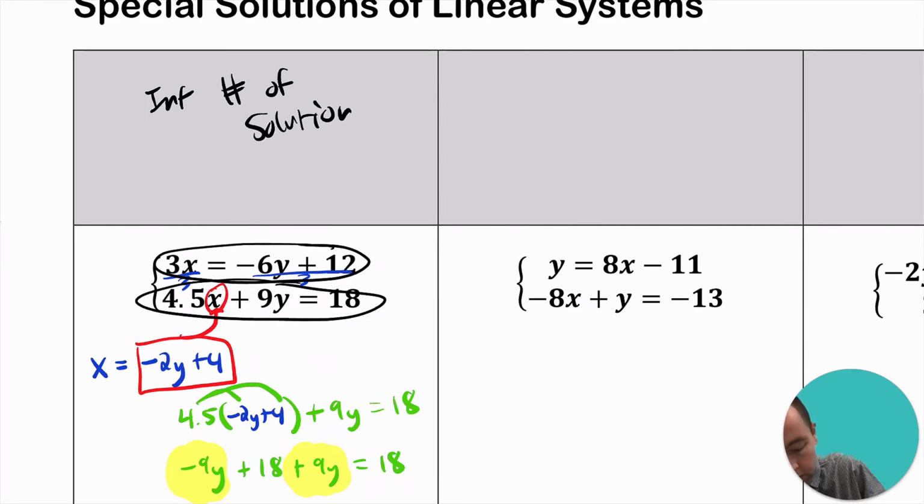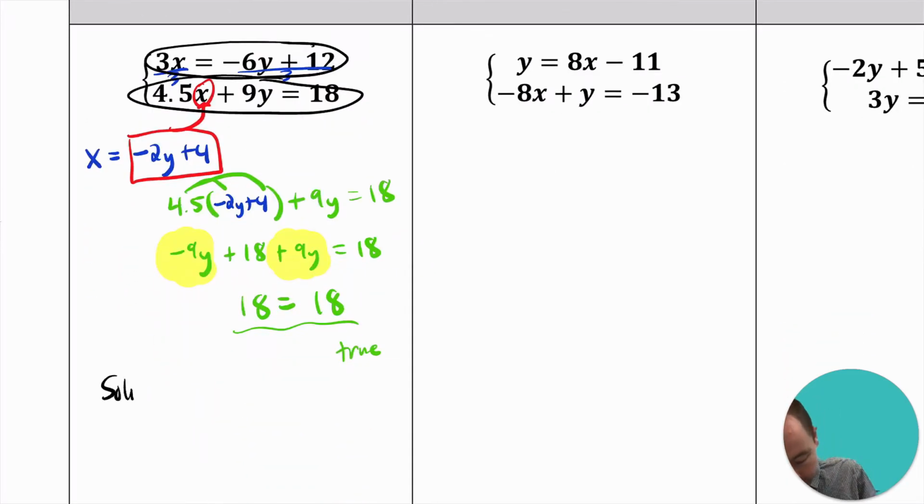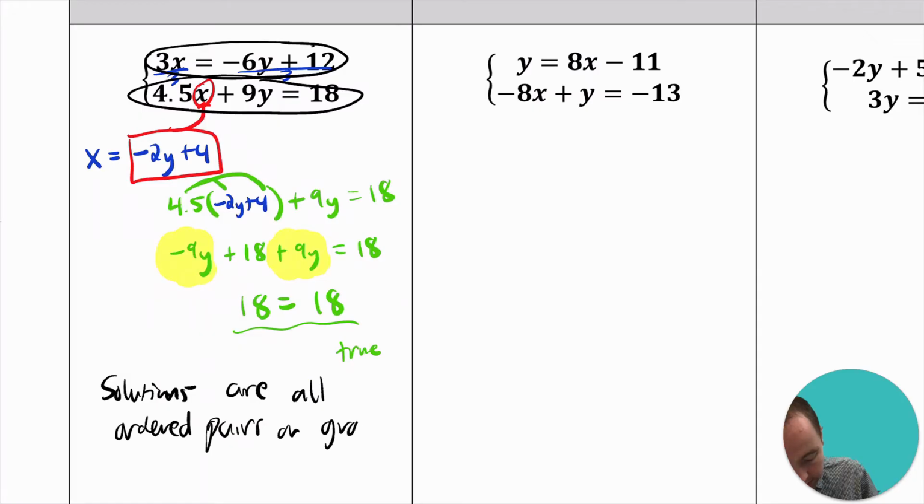So that's saying, again, how many solutions there are. It's not saying what the solutions are. The solutions are going to be all of the ordered pairs on the line, right? So the solutions are all ordered pairs on the graph of the equation because the two equations are the same.